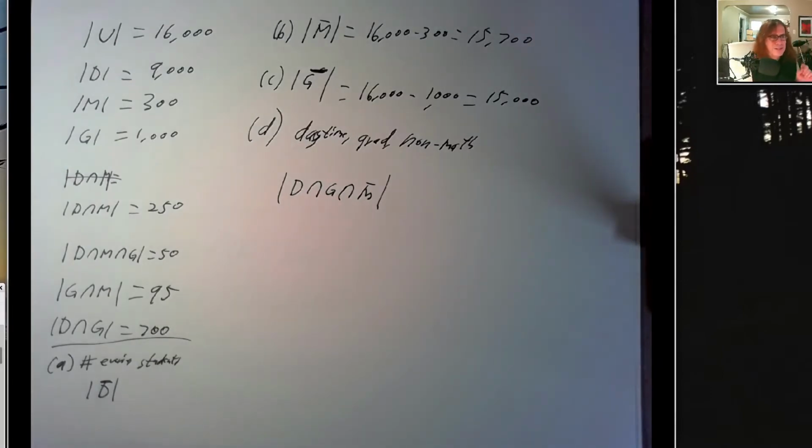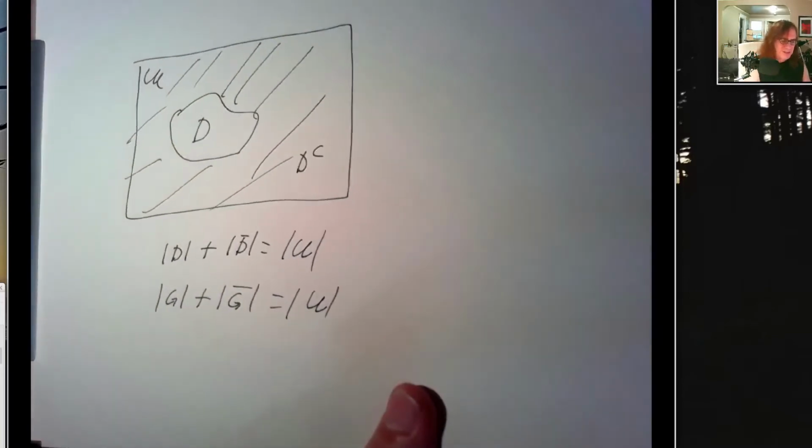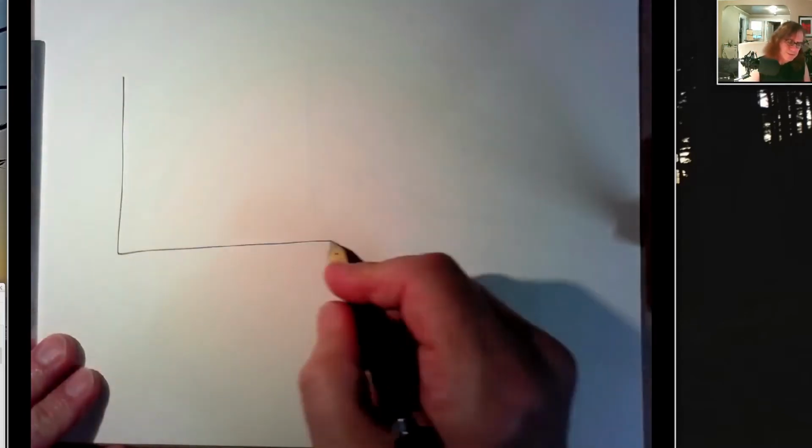All right, so intersections get tricky when we start trying to do cardinality calculations like this. So let's go back to a Venn diagram, but let's look at our three sets, daytime, graduate, and math majors. So here's our universe.